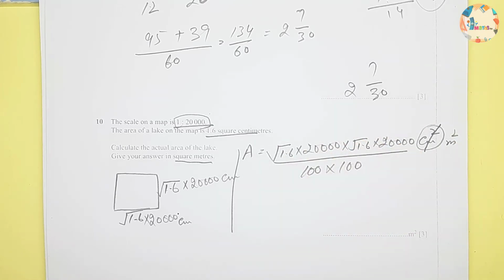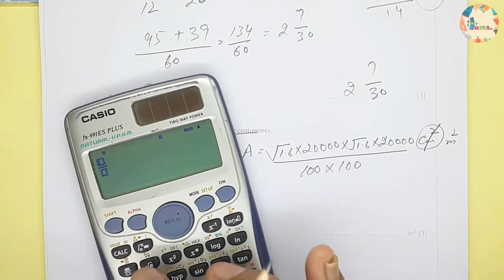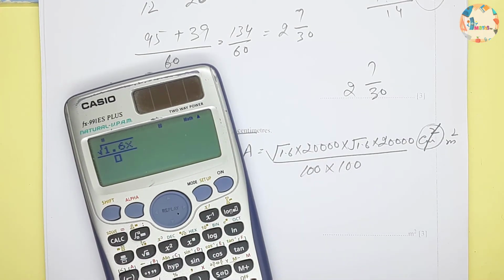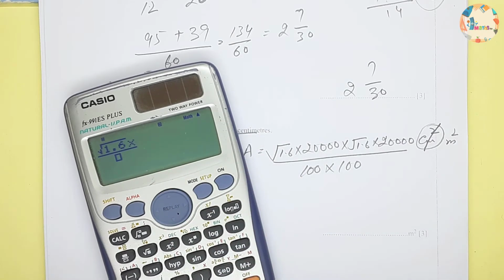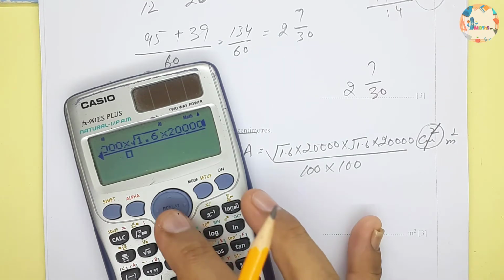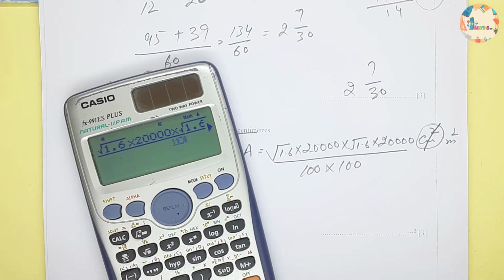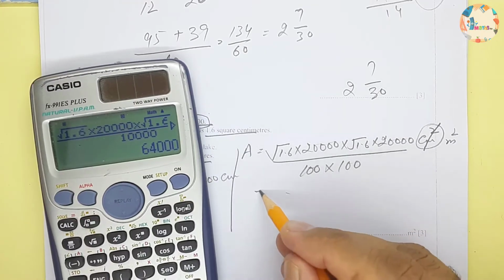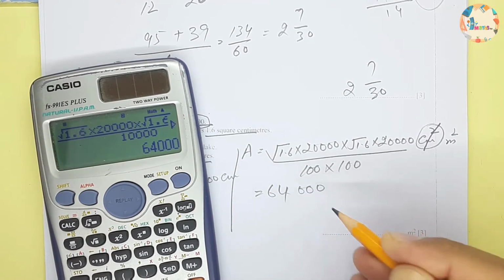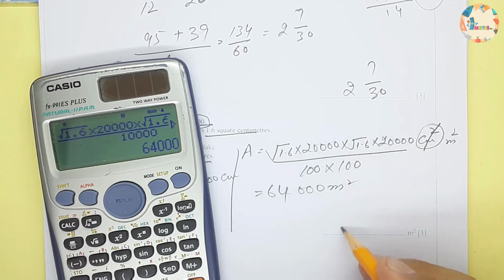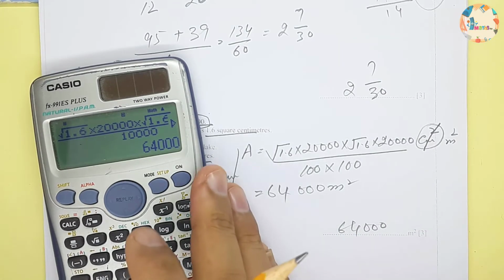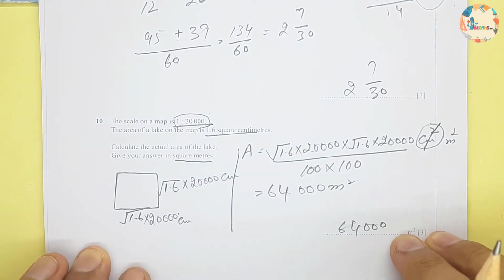If we check with the calculator, this is the square root of 1.6 multiplied by 2 and 4 zeros, and multiplied by again 1.6 and multiplied by 2 and 4 zeros, and this will be divided by 100 and 100, and this will give us 64. This will be equal to 64,000. This will be meters square, so this will be 64,000, which is in meters square. Hopefully you understood this.